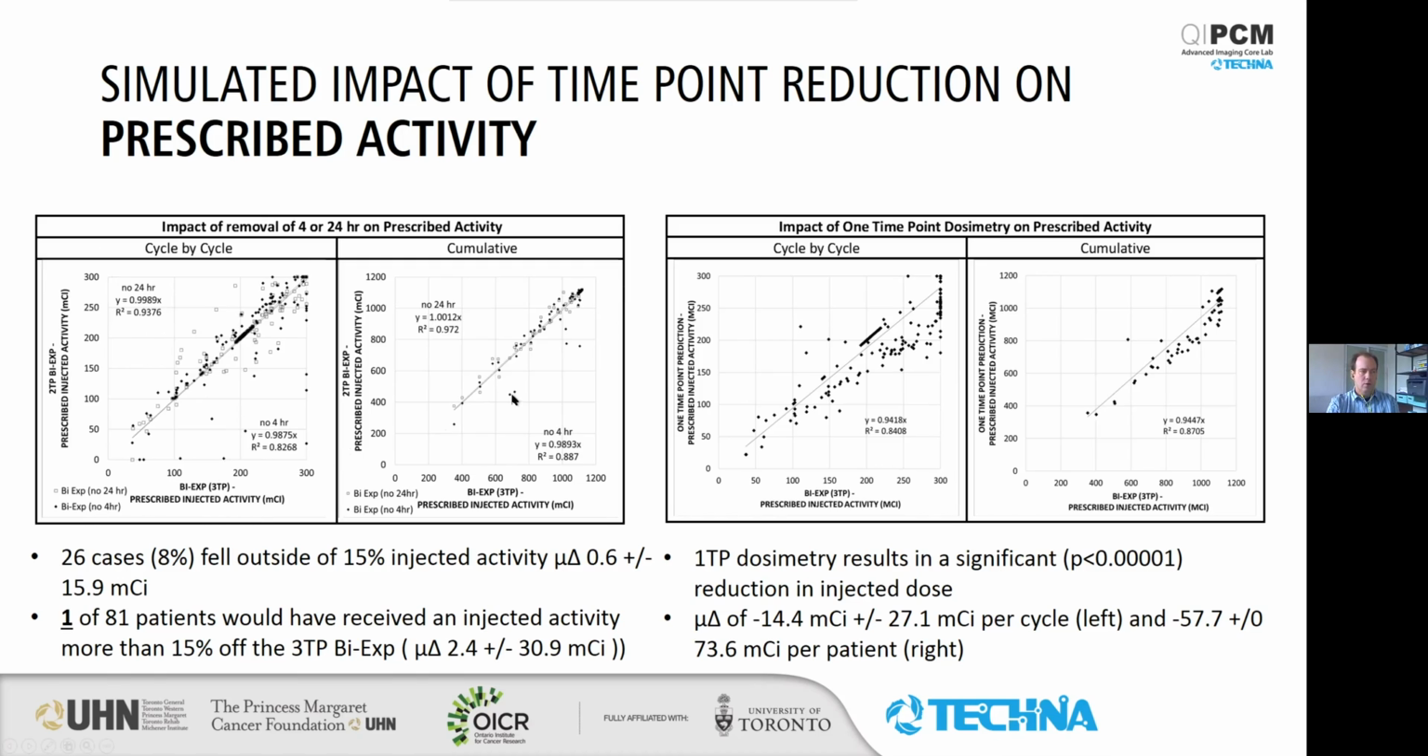So you can see there are a few outliers at the dark curve, which is removing the 4-hour time point. But when looking at this curve here, this is the important one. There's only 1 time point that's outside of 15%, and even that's only outside by about 16%. Conversely, on the right, we see the impact of prescribing our dose when using the 1 time point dosimetry method. If we followed the 1 time point dosimetry predictions, patients would have had a significant reduction in total injected dose, with a mean decrease of 14.4 millicuries per cycle and 57.7 millicuries over the course of the treatment.